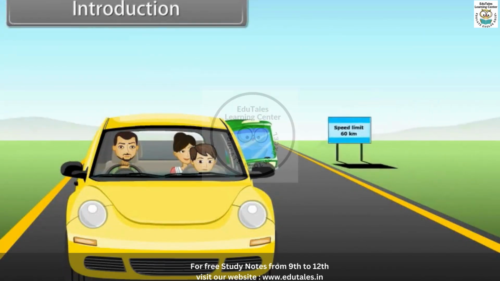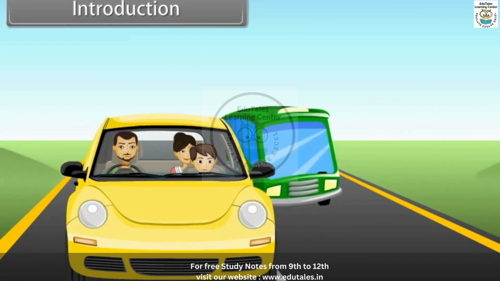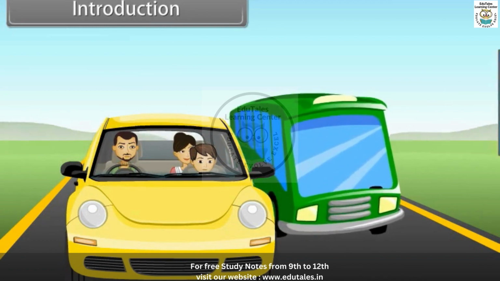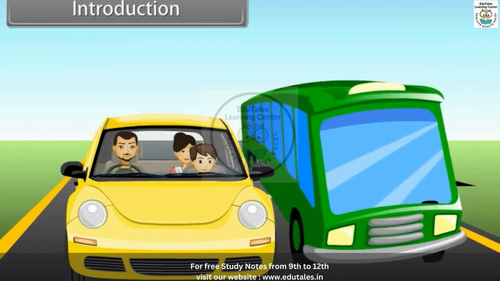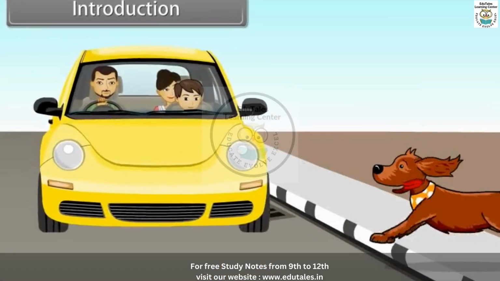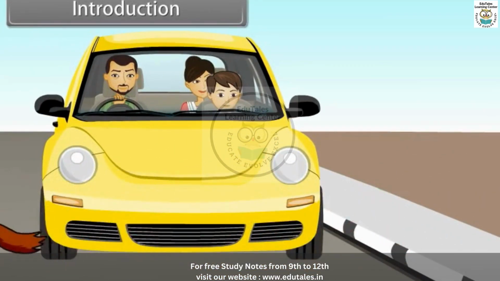Yesterday, Roy was very happy as he was going for a picnic with his family. They all were traveling smoothly. Then suddenly a dog came in their way and his father applied hard brakes. They all felt a jerk and fell forward.